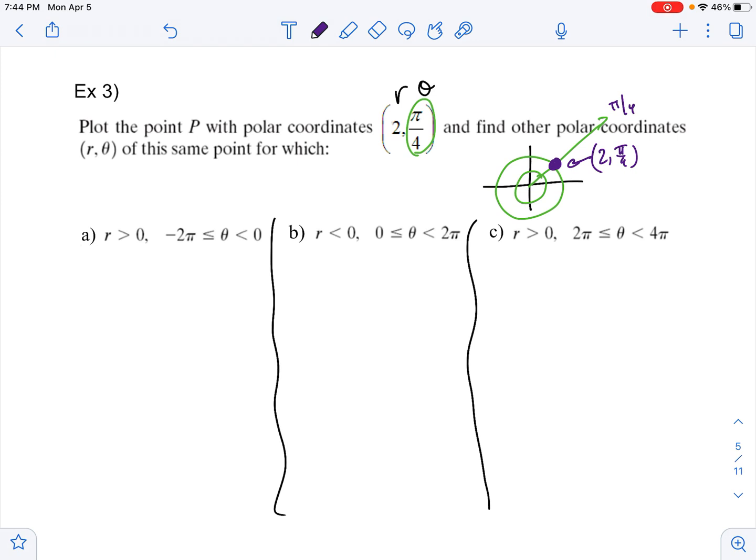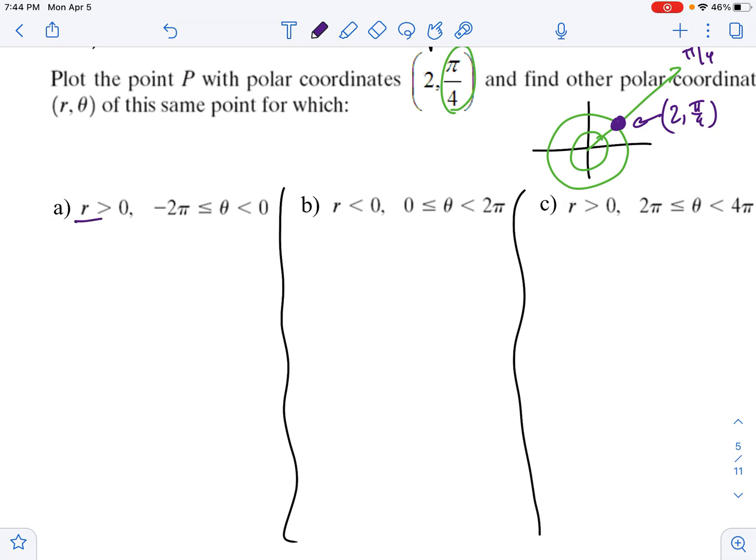All right, so we are going to have some rules for naming that same point. So the first one says r has to be positive. Well, first of all, in order for me to get to this point, I have to go out 1, 2 units, so I know that r is going to be +2. Right? r has to be positive. I can't change r to 3 or 4. It still has to be 2. The only difference for this point is going to be the angle. So it says theta has to be between -2 pi and 0. So theta has to be a negative angle.